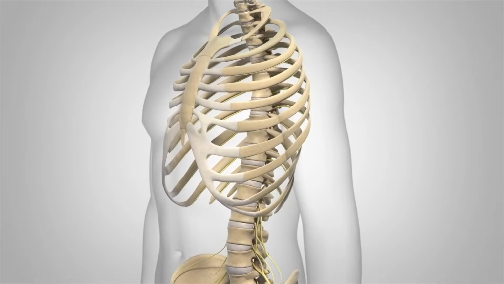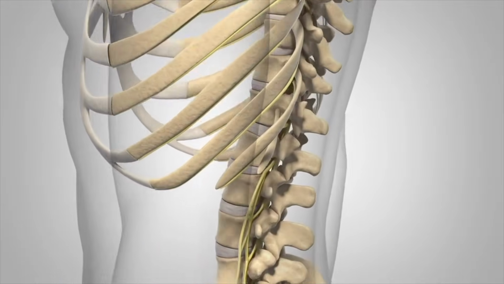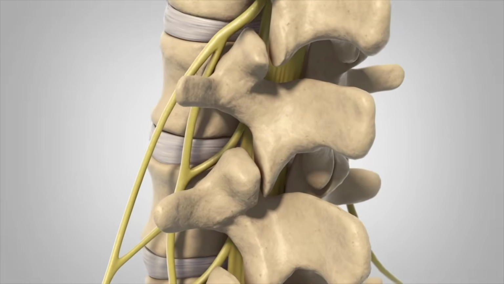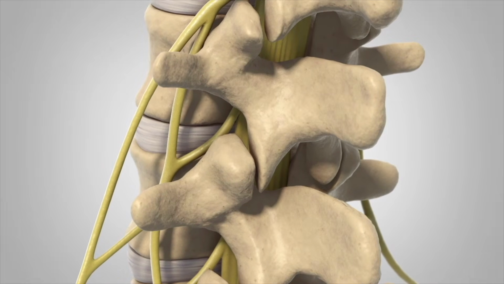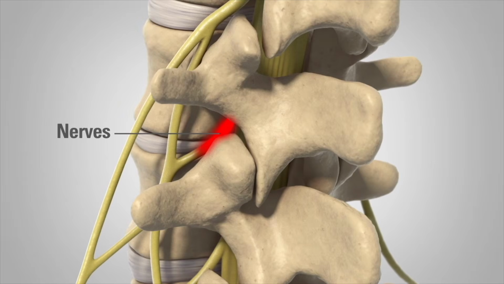Spinal stenosis is the narrowing of the space within your spine, which can put pressure on the nerves that travel through the spine. Spinal stenosis happens most often in the lower back and the neck. Some people with spinal stenosis may not have any symptoms and others may experience pain, tingling, numbness and muscle weakness.